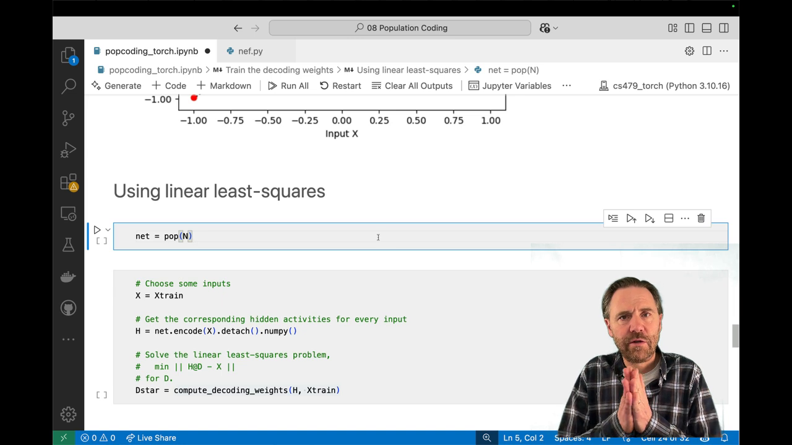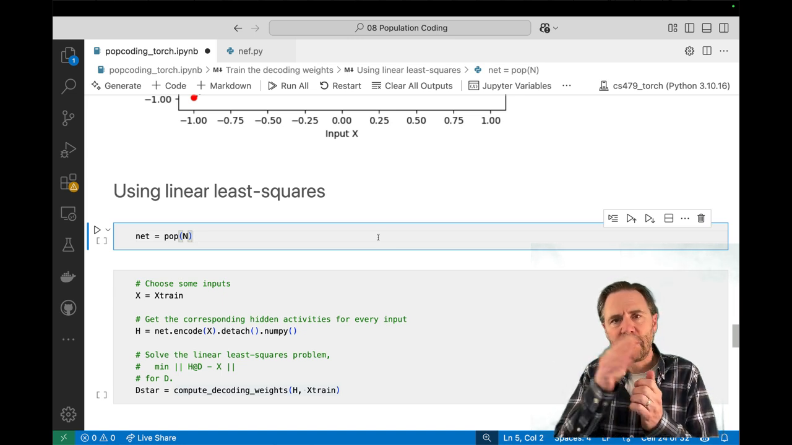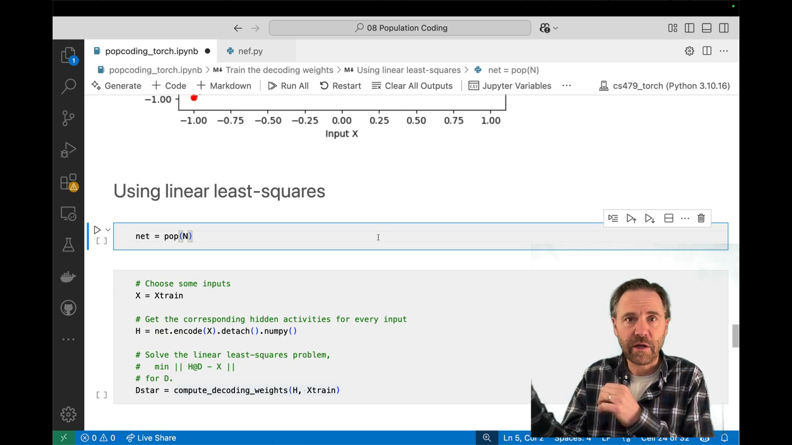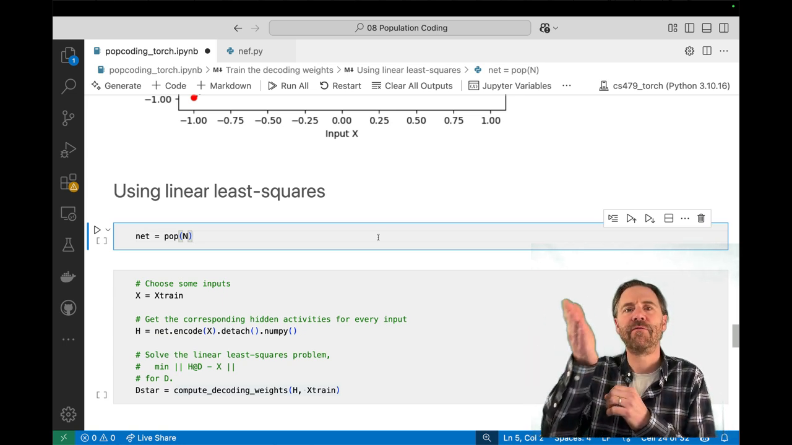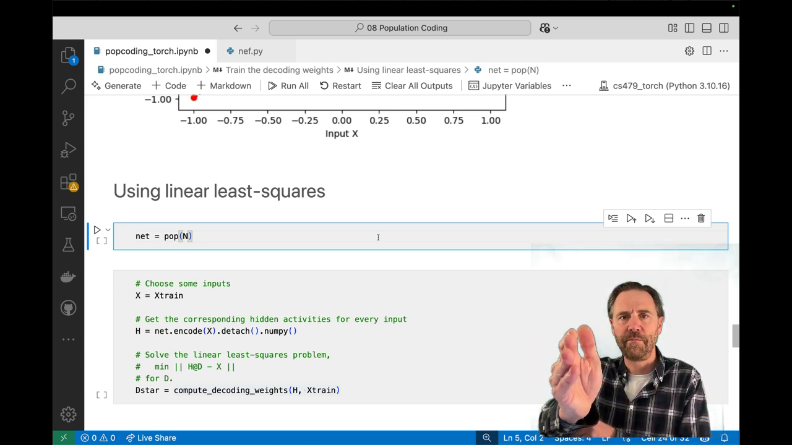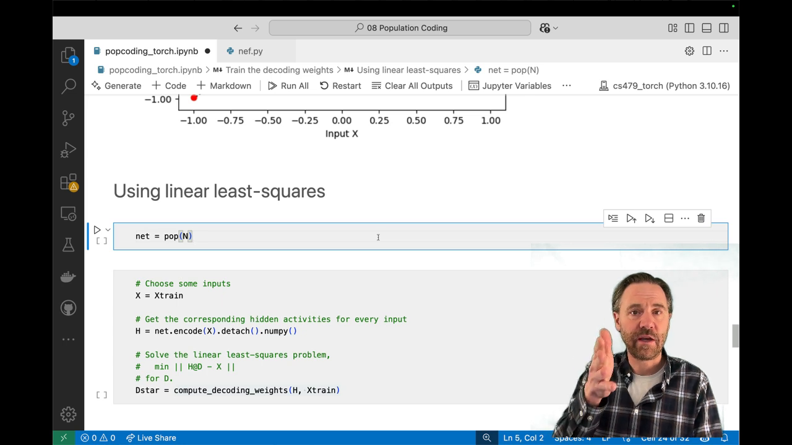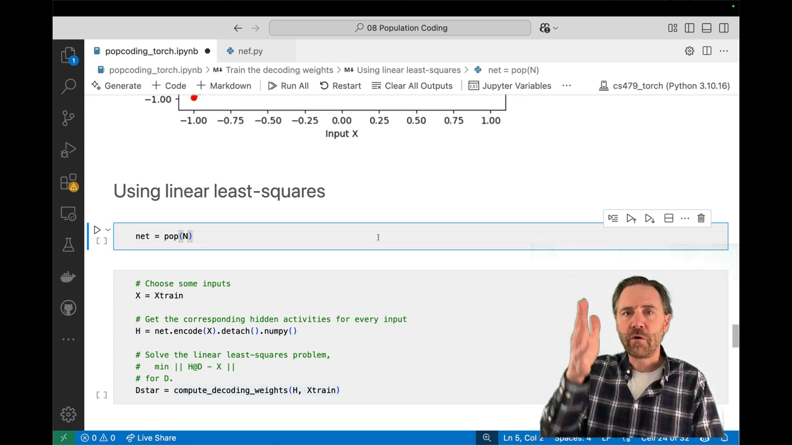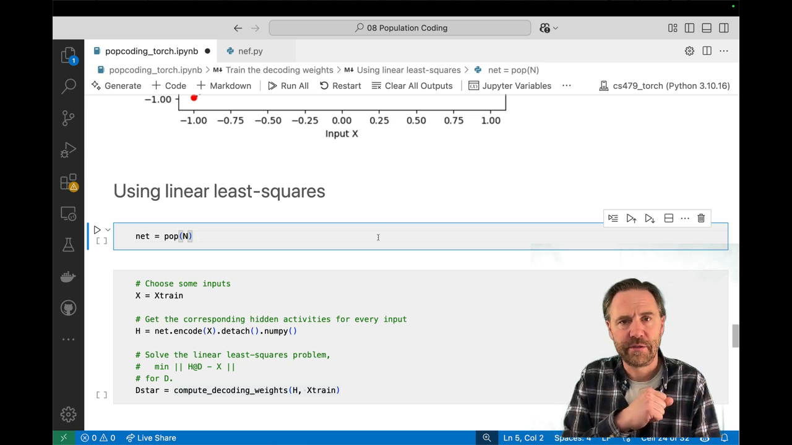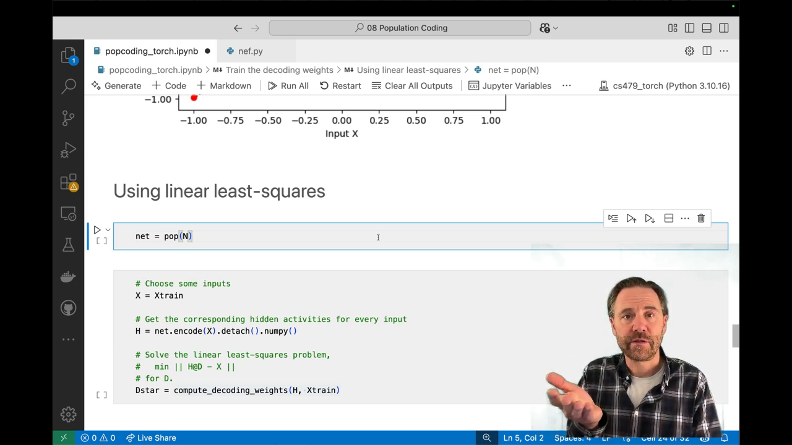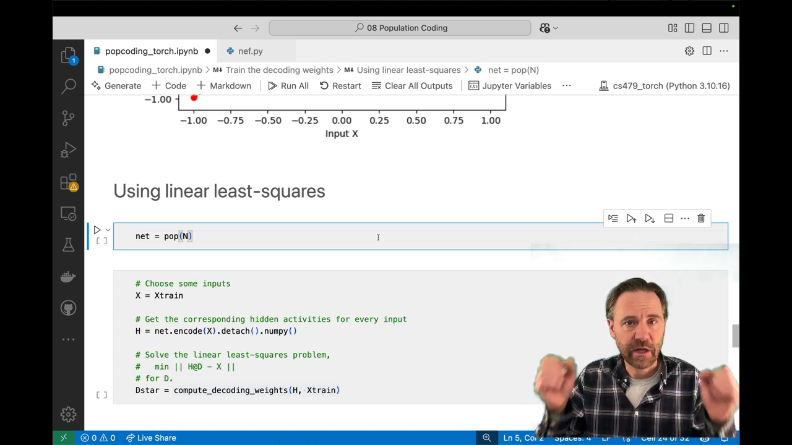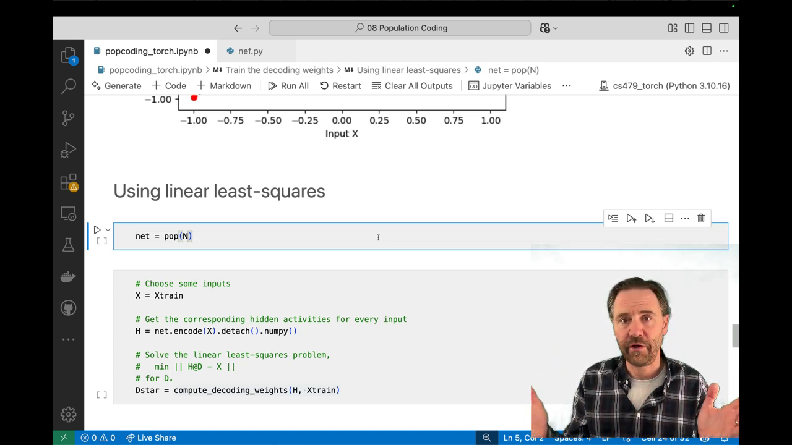The reason we can use least squares is because there's only the decoding weights. There's no nonlinearity that we're worried about. The nonlinearity happens before we get to the hidden activities. Once we have the hidden activities, the nonlinearity has already been processed. Decoding from there is a linear operation. So that's why least squares works. We don't have to do backprop by this gradient descent optimization. We have a formula for it just using linear algebra, least squares.